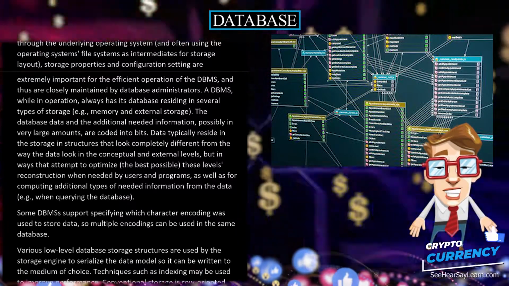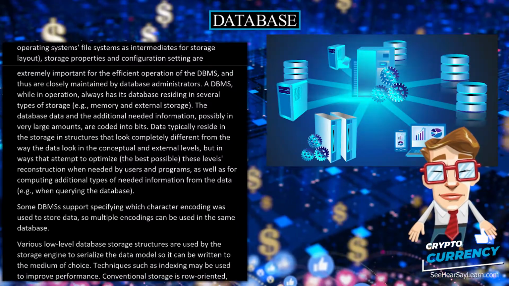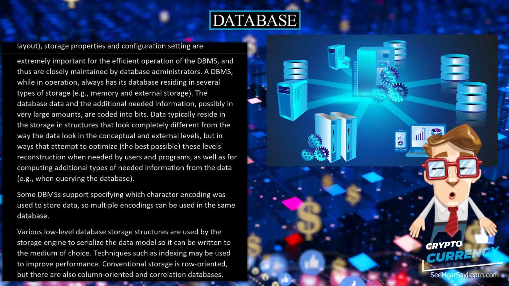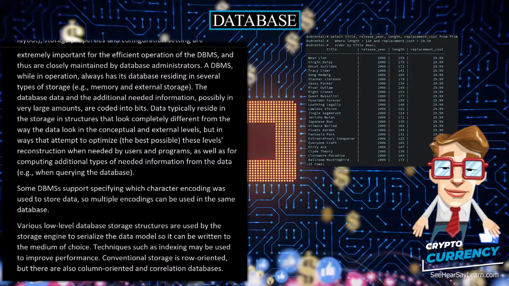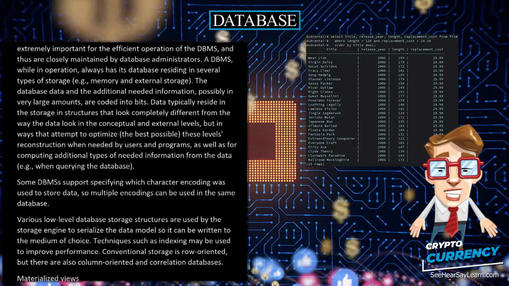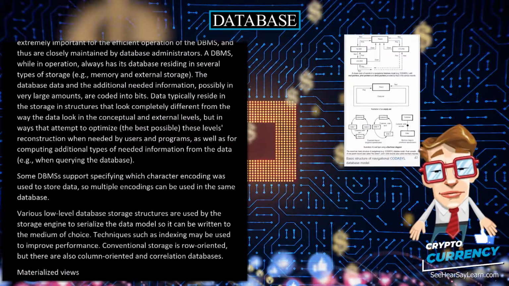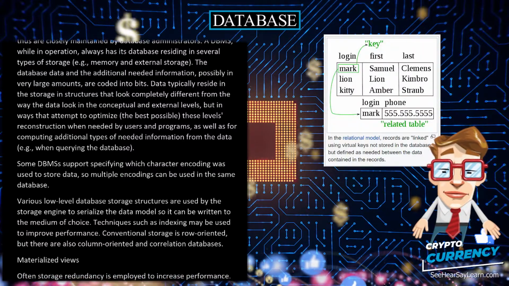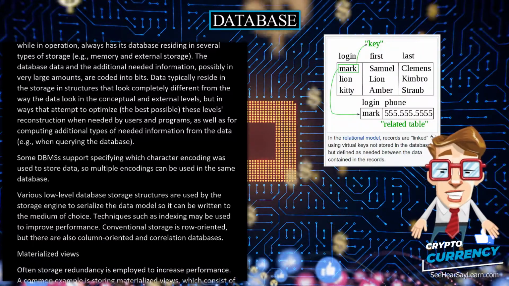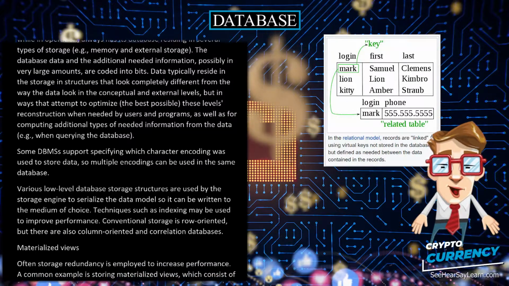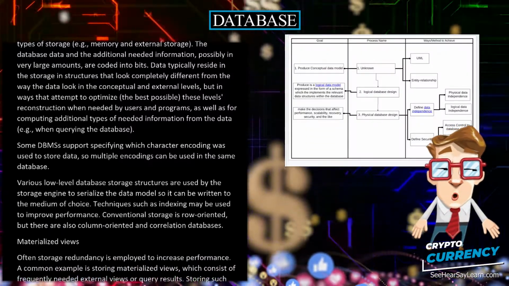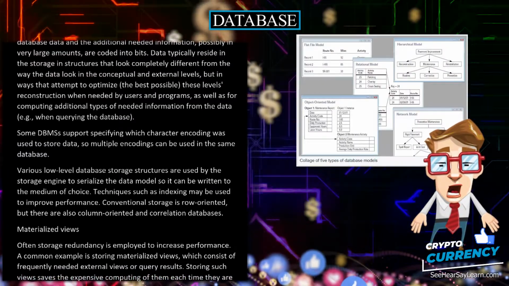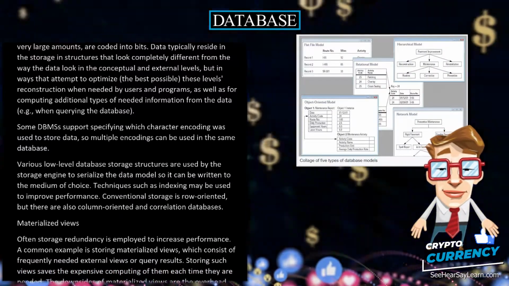Some DBMSs support specifying which character encoding was used to store data, so multiple encodings can be used in the same database. Various low-level database storage structures are used by the storage engine to serialize the data model so it can be written to the medium of choice. Techniques such as indexing may be used to improve performance. Conventional storage is row-oriented, but there are also column-oriented and correlation databases.